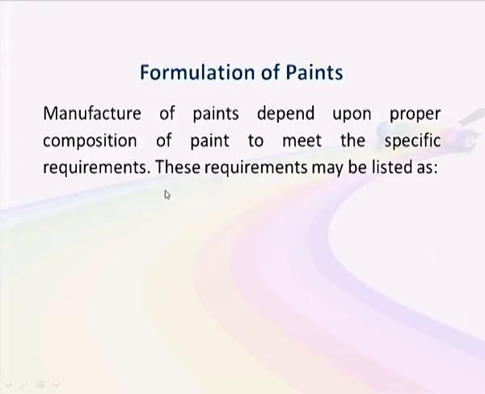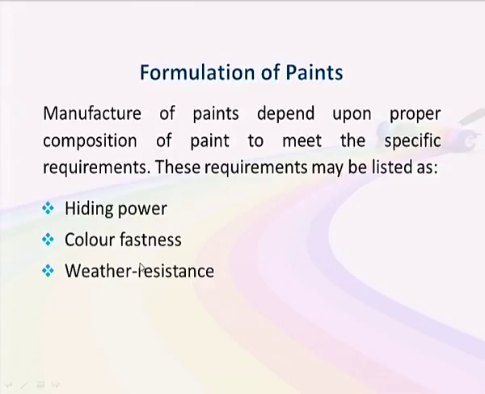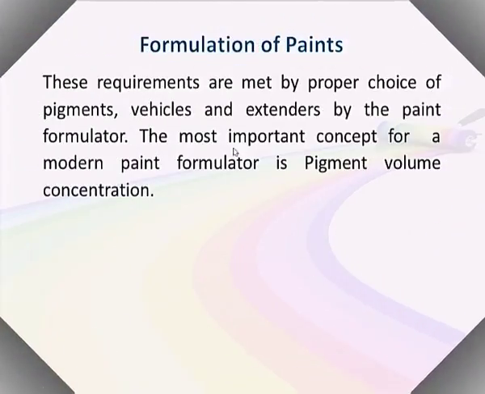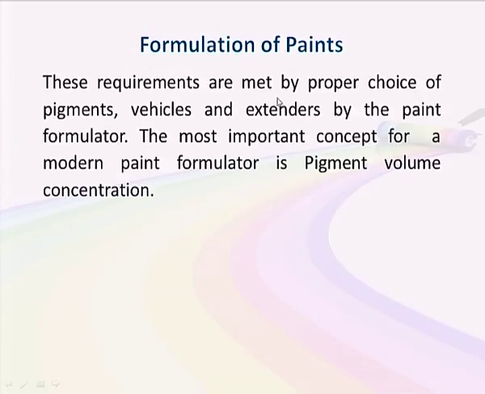These requirements basically are hiding power. The basic purpose of a coating is to hide a substance, to cover it properly. Then of course to impart color. So it should be color fast, weather resistant also, and for proper application method it should be consistent. These requirements are met by proper choice of pigments, vehicles and extenders by the paint formulator.